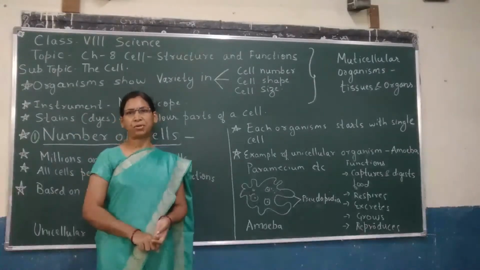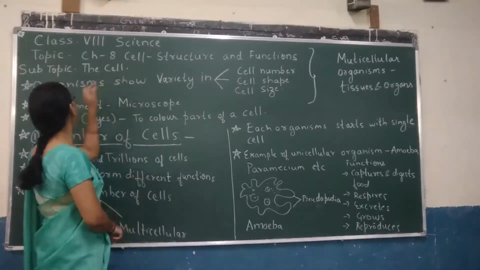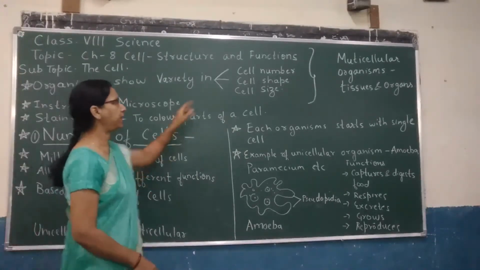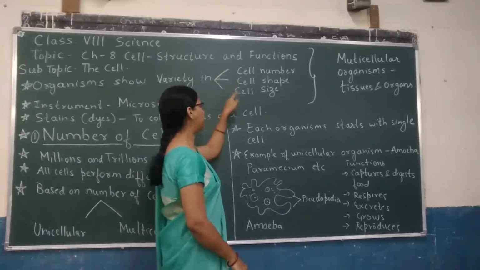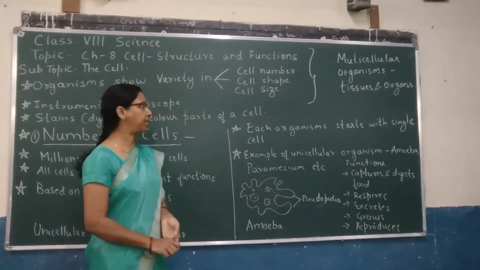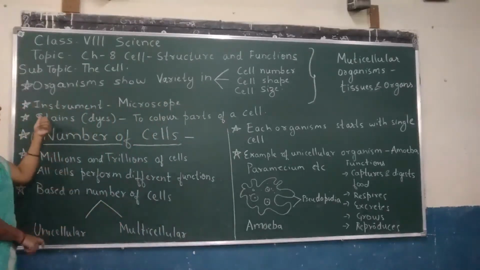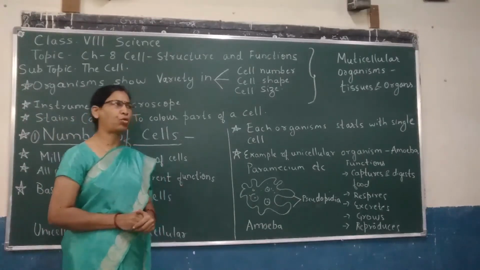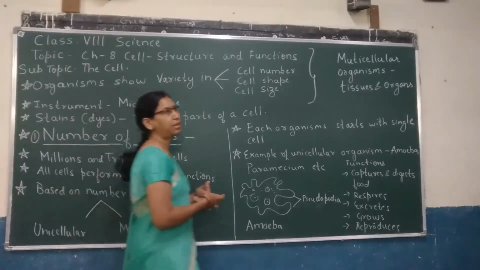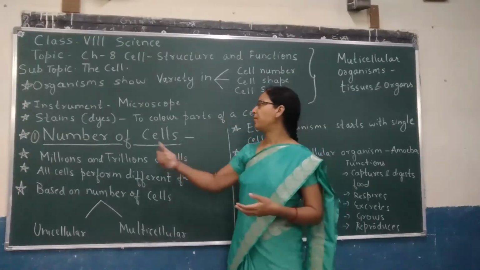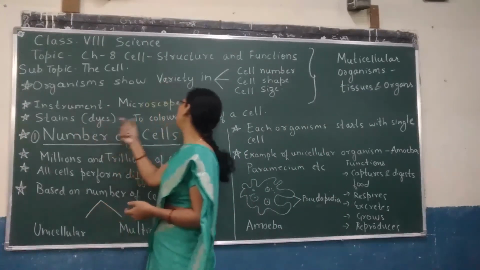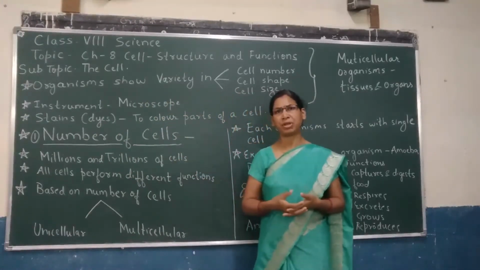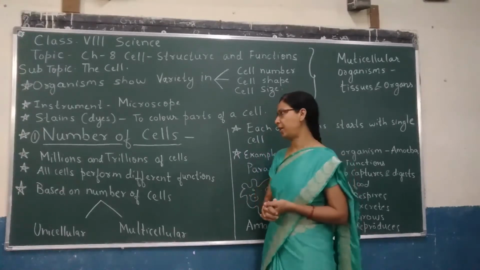Dear students, our today's topic is the cell, and we are going to learn about organisms showing variety in cell number, cell shape and cell size. And what is the name of the instrument which is used to observe the cell? It is the microscope. And how are we able to see the inside structure of the cell? We use several stains or dyes to color the parts of our cell so that it becomes visible and we are able to see the parts of the cells very clearly.